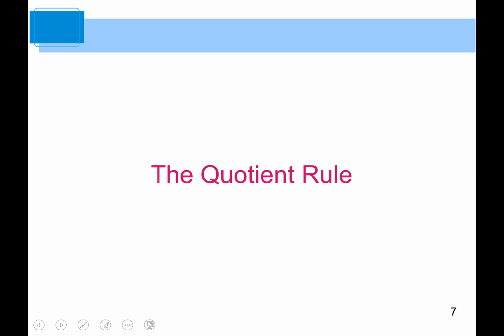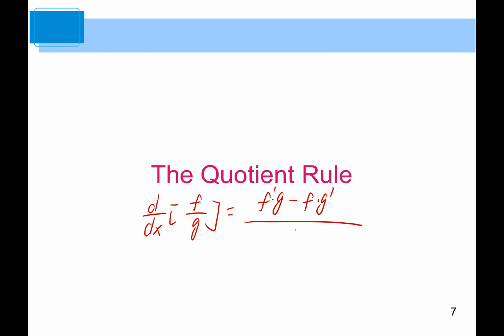And next, let's take a look at the quotient rule. Putting it in a very simple expression, we have two functions, one on top, one on the bottom. So that would be f prime times g minus f times g prime, over g squared. That would be the simplest thing to do.